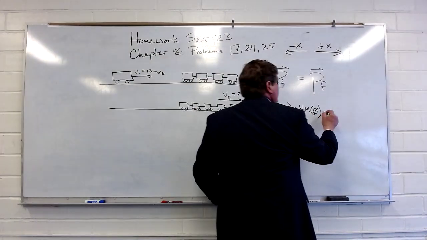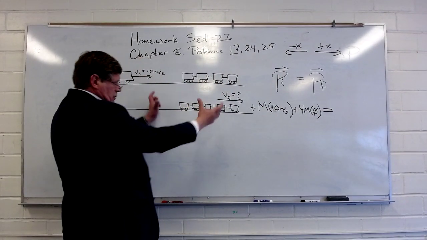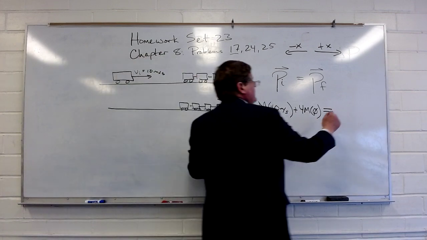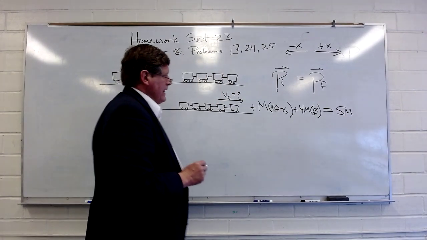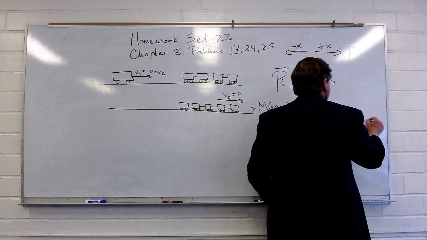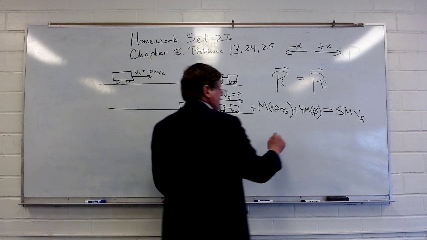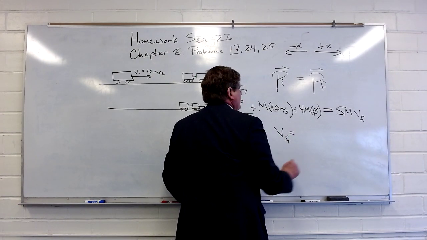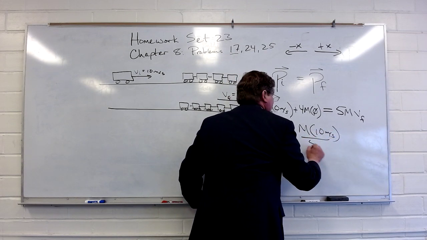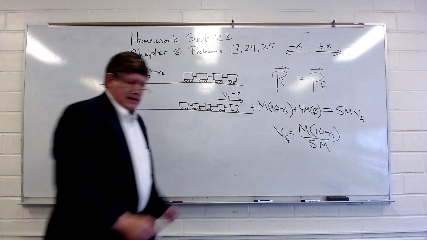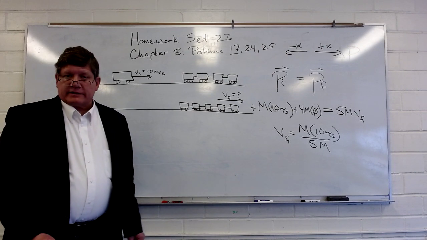Now, after the collision, there's the collision right there. That's where the collision happened. After the collision, they're all moving together, so I can treat them as one unit that has mass 5 times the mass of a single boxcar. And they're moving at some final velocity that I would like to figure out. And so now I find that the final velocity is going to be equal to m times 10 meters per second divided by 5m.